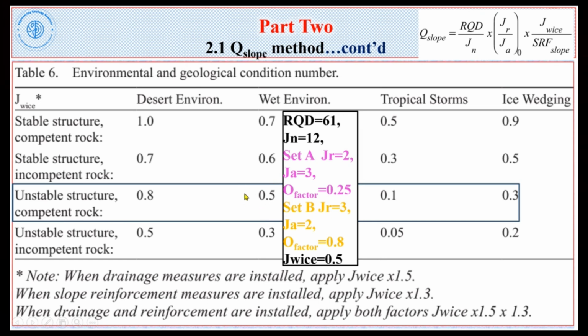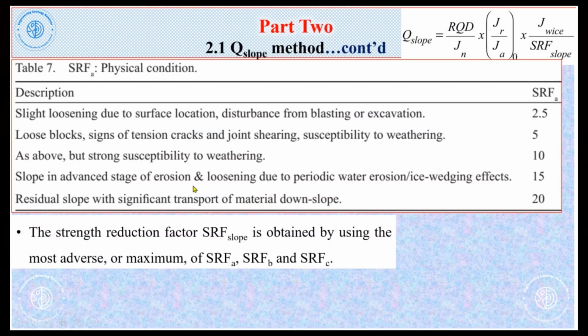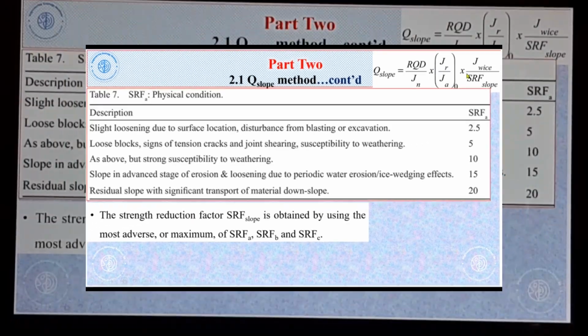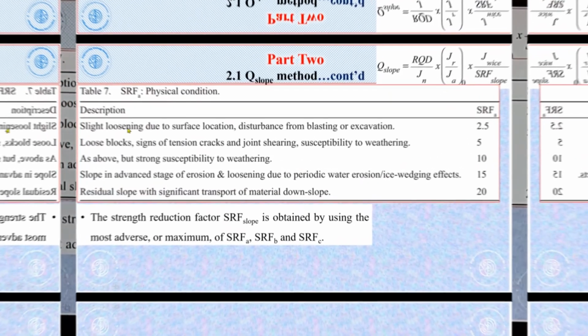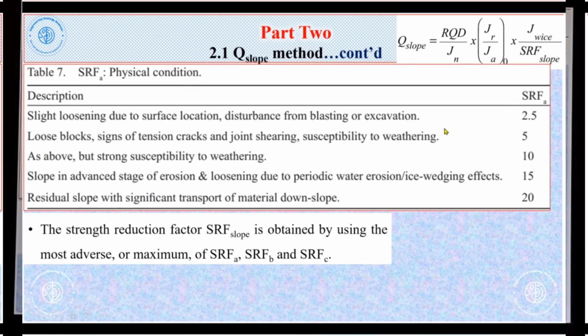Now we have already determined RQD, Jn, Jr, all the 6 parameters. We are left with only the 3 parameters of the strength reduction factor of the slope. The 7th parameter is Table 7, which describes the strength reduction factor A, which is related to the physical condition of the rock slope. So what we do is we will correlate our rock slope with these descriptions given here. These are the conditions given here. We will correlate it with these conditions.